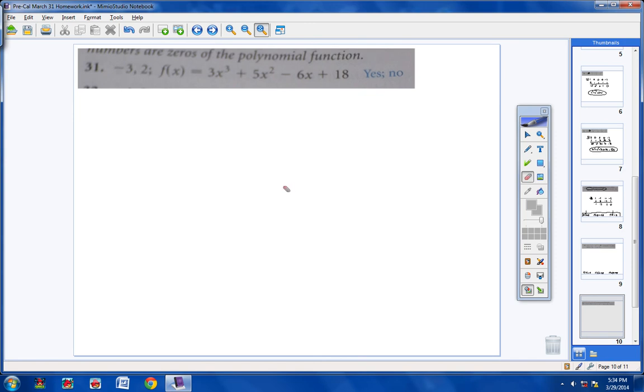For numbers 31 and 33, they would like to know if these numbers here are zeros of the function. So we're going to substitute -3 in, see if we get out a 0, then substitute 2 in and see if we get out a 0. So here we go. -3 would go inside my box. My coefficients here would be 3, 5, -6, and 18. There's no need to put any zeros in.